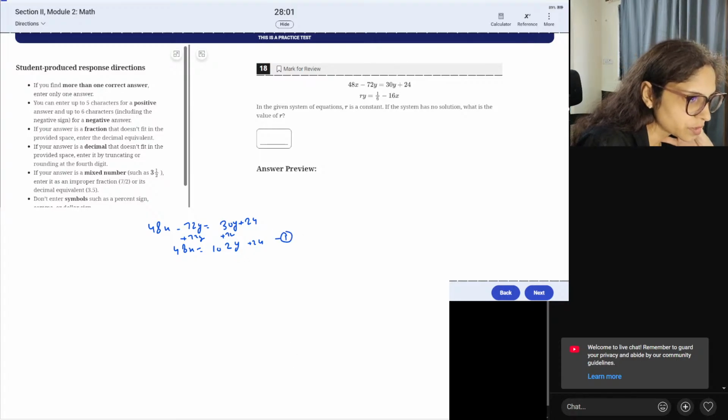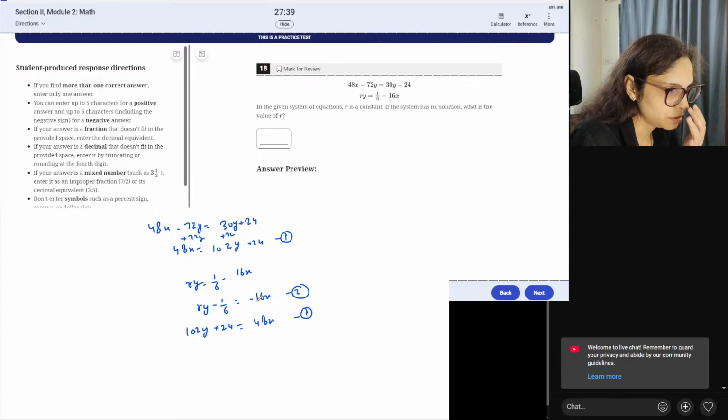Second equation, ry is equal to 1/6 minus 16x. Just send ry minus 1/6 is equal to negative 16x. (48x), this is the first equation.